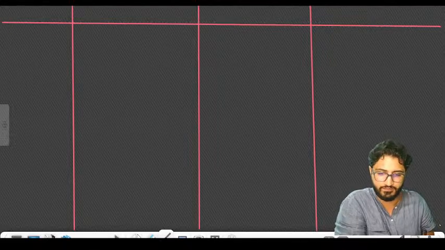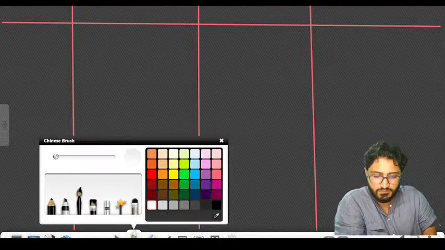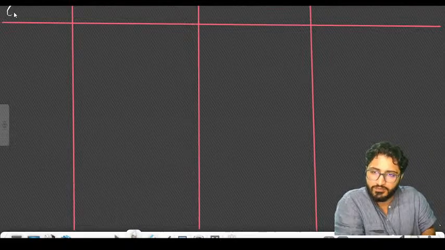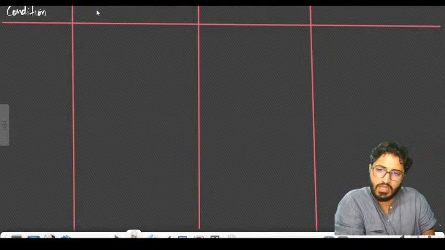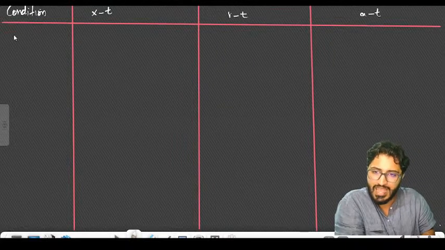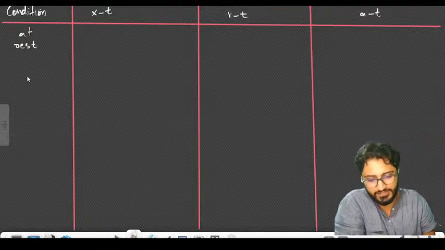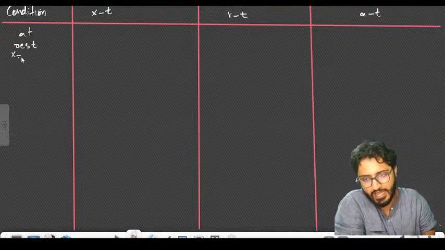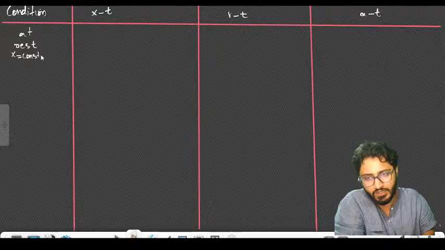Look now. Condition: XT graph, VT graph, AT graph. At rest condition, that means my x will be constant. And if my x is constant, so v is 0, so a is 0.